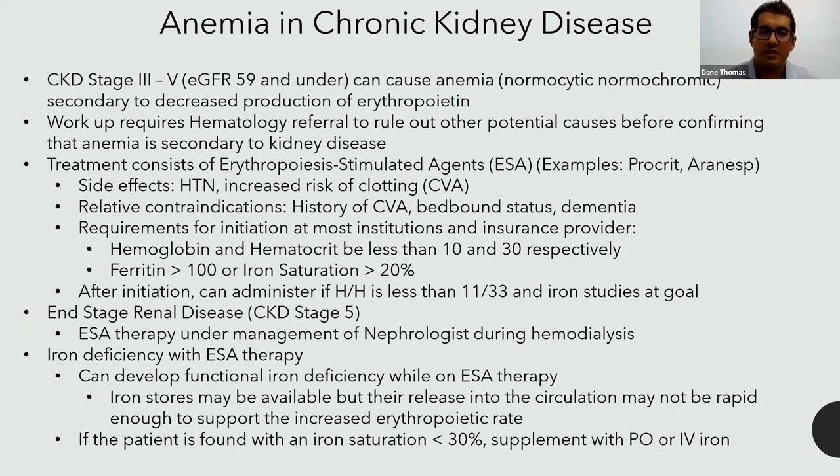Iron deficiency plays a role with ESA therapy because these patients can develop functional iron deficiency while receiving these agents. Their iron stores may be available, but their release into the circulation may not be rapid enough to support the increased erythropoietic rate that is being caused by receiving these injections. If the patient is found to have an iron saturation of less than 30%, it is recommended to supplement these patients with PO or IV iron.